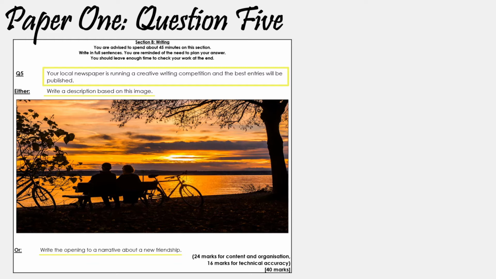You get a choice of 2 tasks. It's usually a descriptive task or a narrative task, but not always. And you can choose which one to complete, either or, so play to your own strengths there. You get 24 marks for assessment objective 5, which is the content and organisation of your writing, and 16 marks for assessment objective 6, which is your technical accuracy. This makes question 5 out of 40 marks.